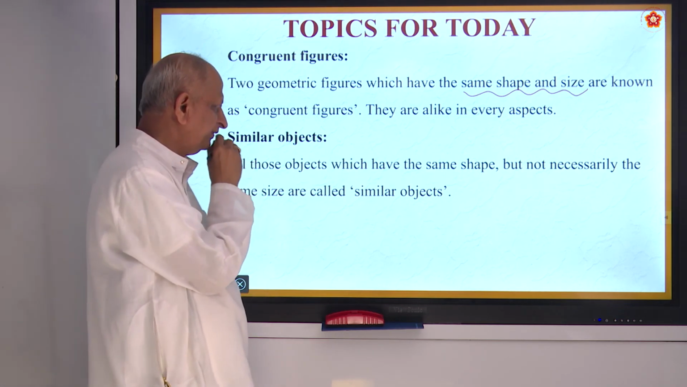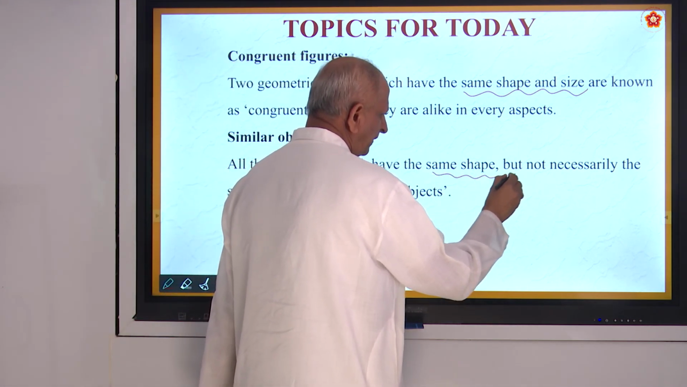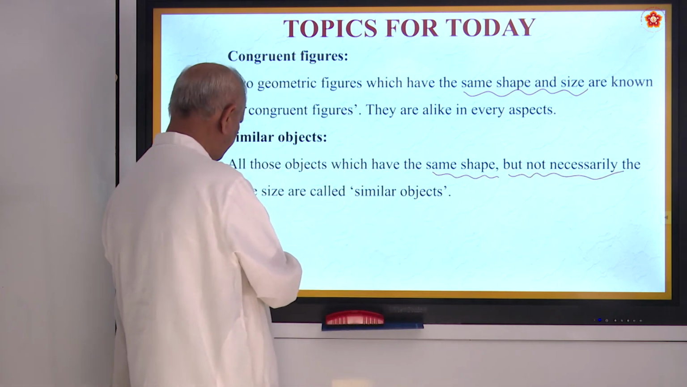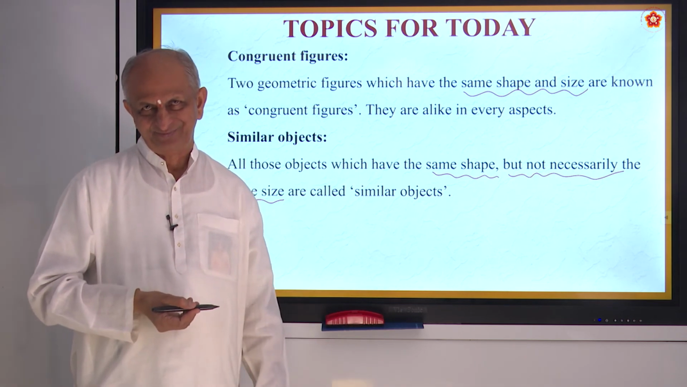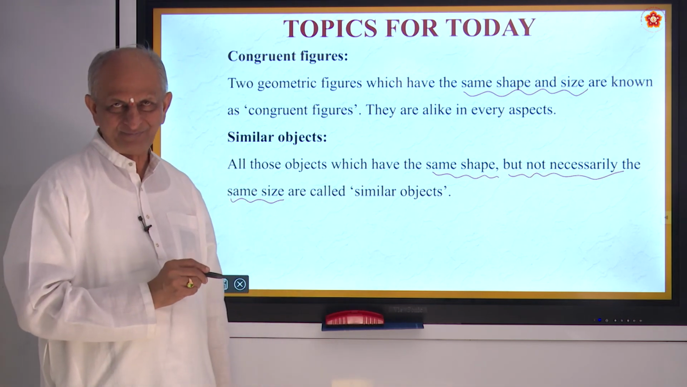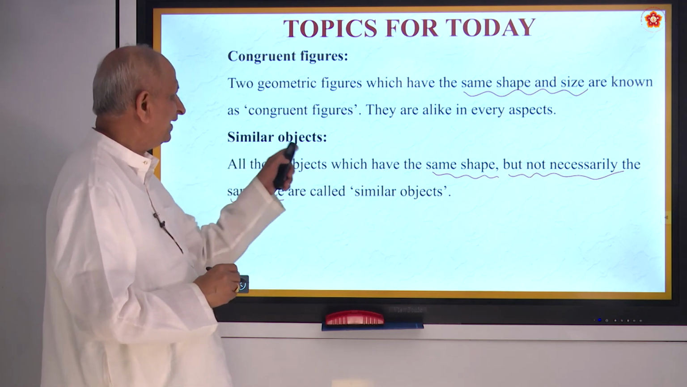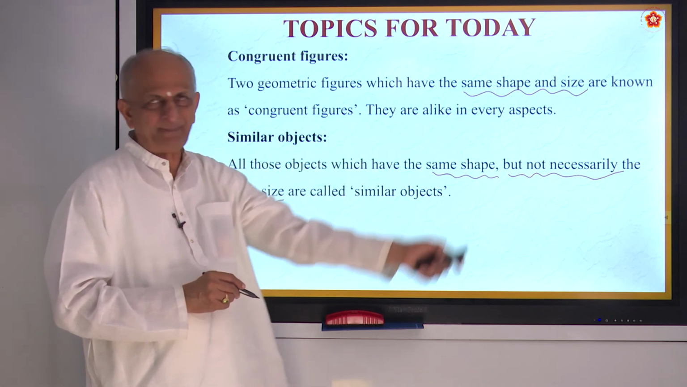Similar objects means which have the same shape but not necessarily the same size. So size may be different. Shape must be the same. Can you give some examples? So this is what is called similar. Congruent means same shape and size.